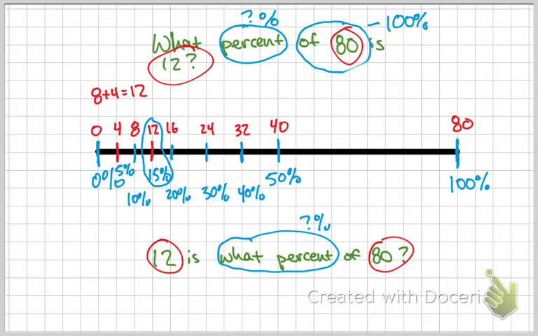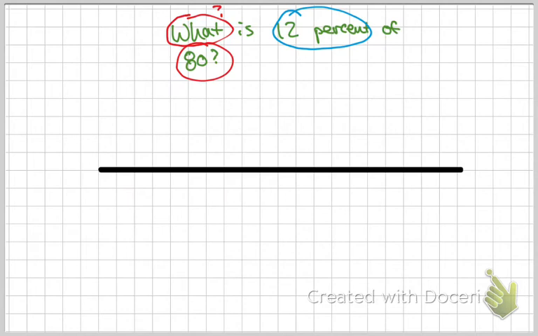Let's go ahead and look at a different problem. We'll look at the third problem from the other page and see how we can apply a slightly different strategy using the same concepts that we did with our percent ruler. Our next problem was, what is 12% of 80?